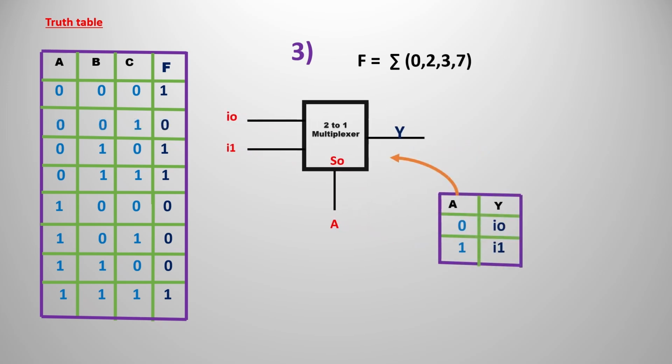This is some random function, where A, B, C are the variables and F is our output. This is a random function given in the question. But we already know the truth table for the 2x1 multiplexer: if the select line is 0, the output would be I0. If the select line is 1, then the output will be selected as I1.